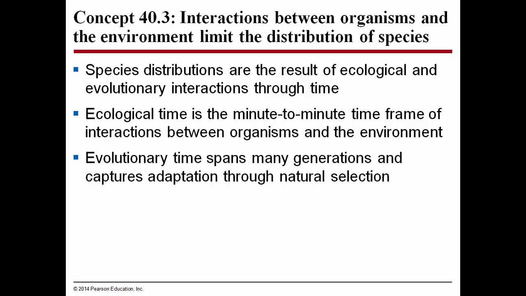Okay, we're halfway through. Concept 40.3. Interactions between organisms and the environment limit the distribution of species. Species distributions are the result of ecological and evolutionary interactions through time. Ecological time is the minute-to-minute frame of interactions between organisms and the environment. Evolutionary time spans many generations and captures adaptations through natural selection.